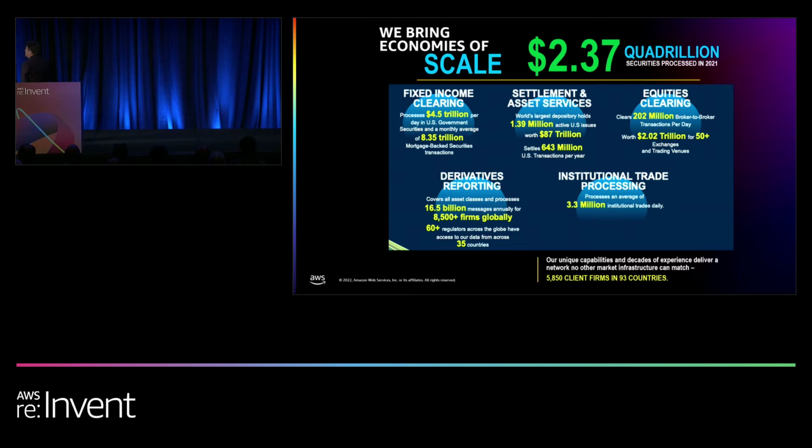In equities and clearing, we're 202 million broker-to-broker transactions per day. So we work with all of the financial institutions at a rapid pace every day. So when it comes to this, you can understand why our main focus is security, auditability, and automation in all of this, right? Because if we're not that, we can't guarantee any of this. So wherever our data is, whether our applications are, our first and foremost thing is security.